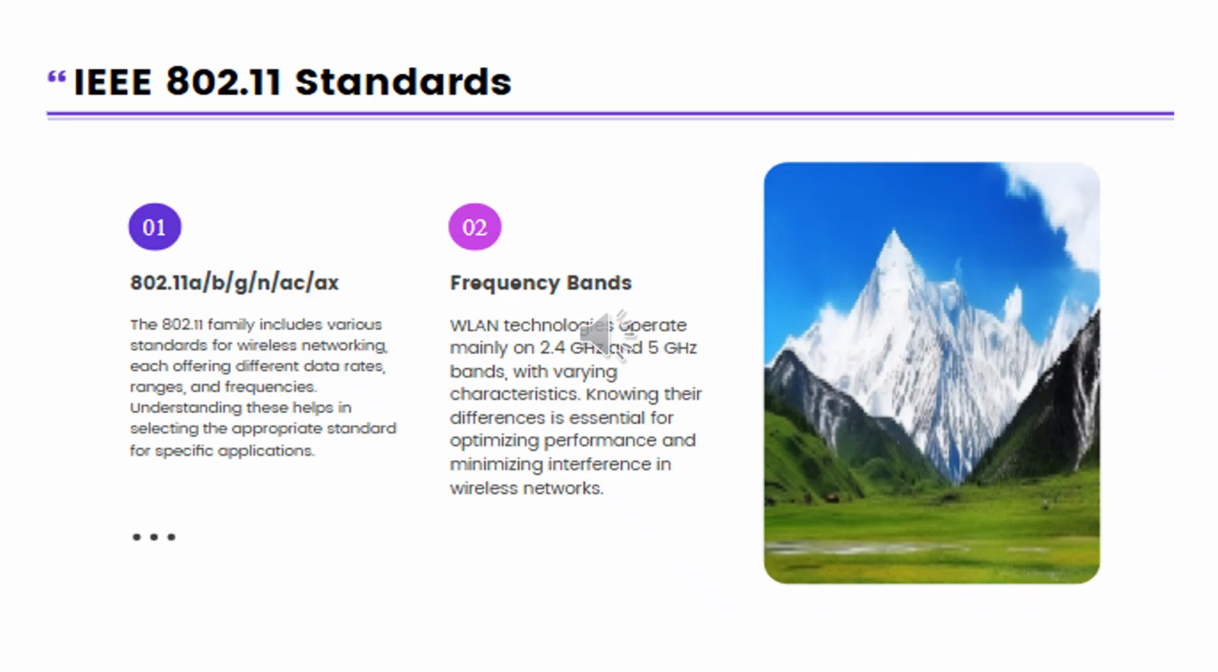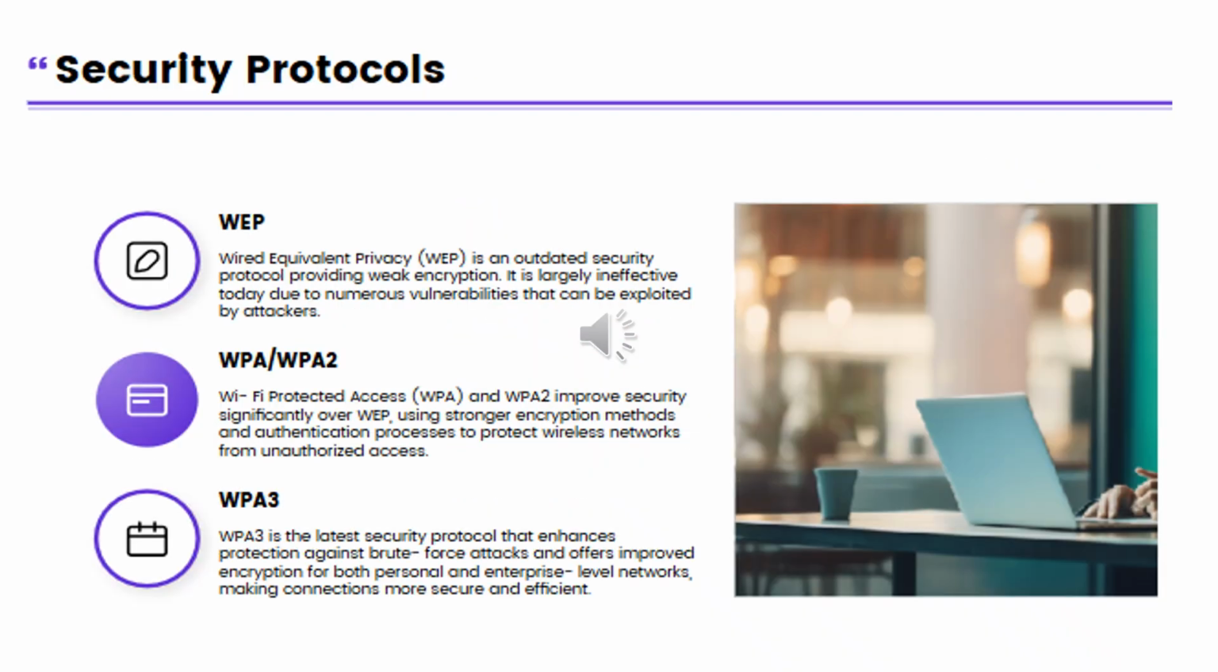And second, let's know about the frequency bands. Wireless LANs typically operate on 2.4 GHz and 5 GHz bands. The 2.4 GHz band offers greater range but may suffer more interference, while the 5 GHz band provides faster speeds and less congestion, and is ideal for high performance tasks. Understanding these standards and frequency differences is key to optimizing wireless network design and performance.